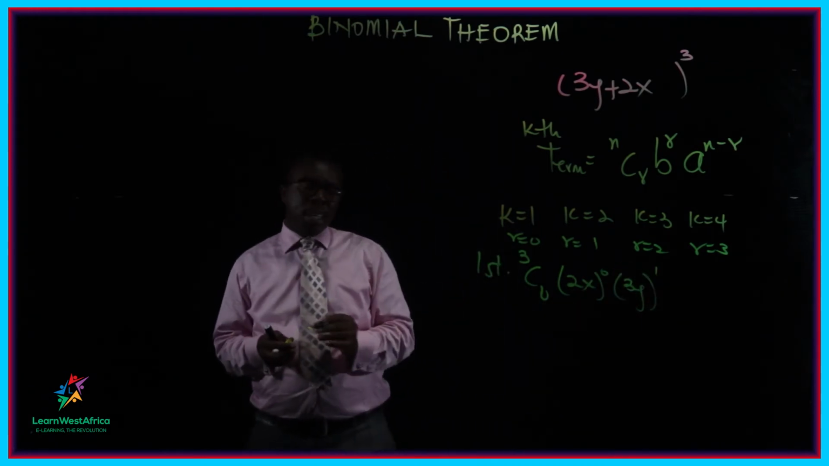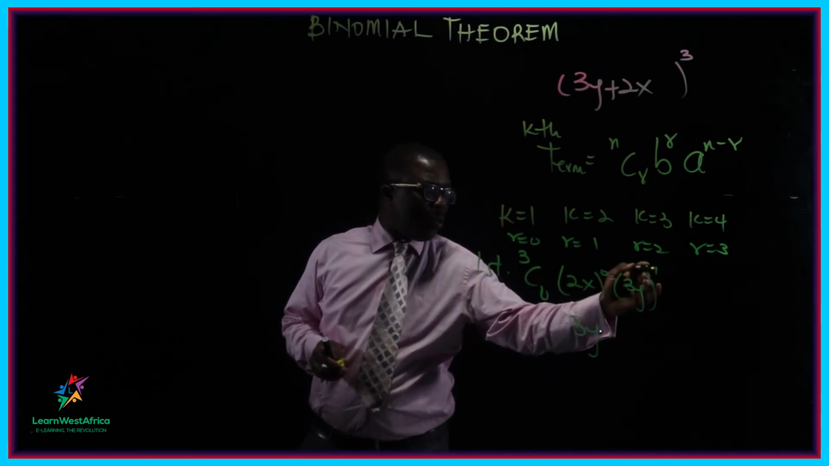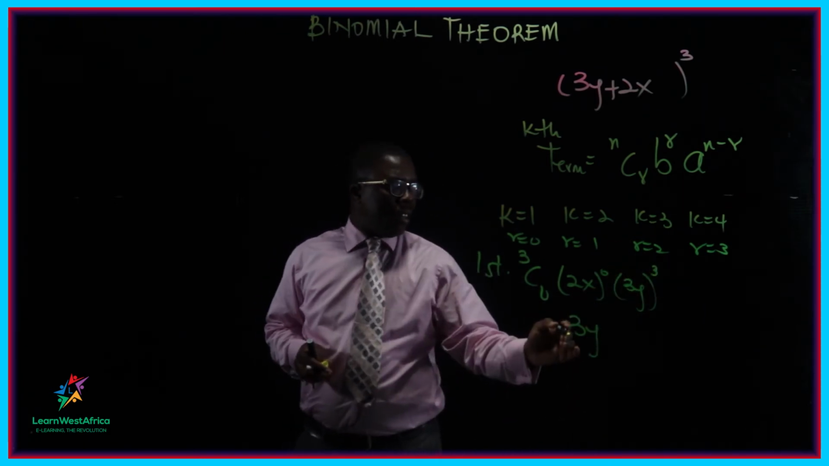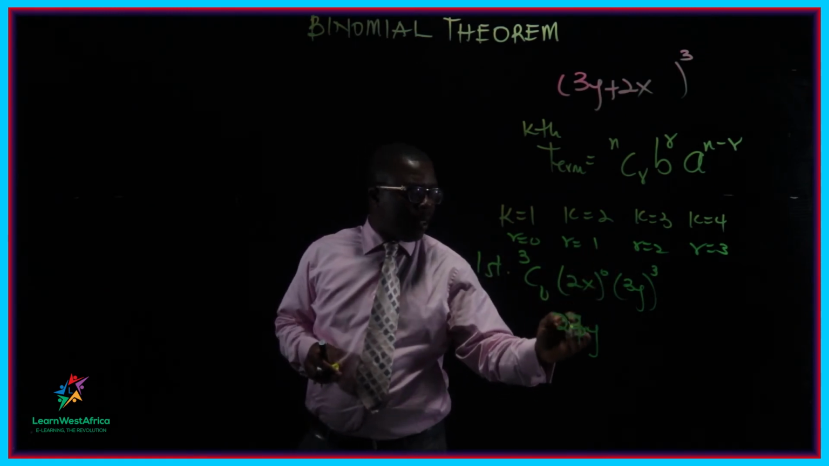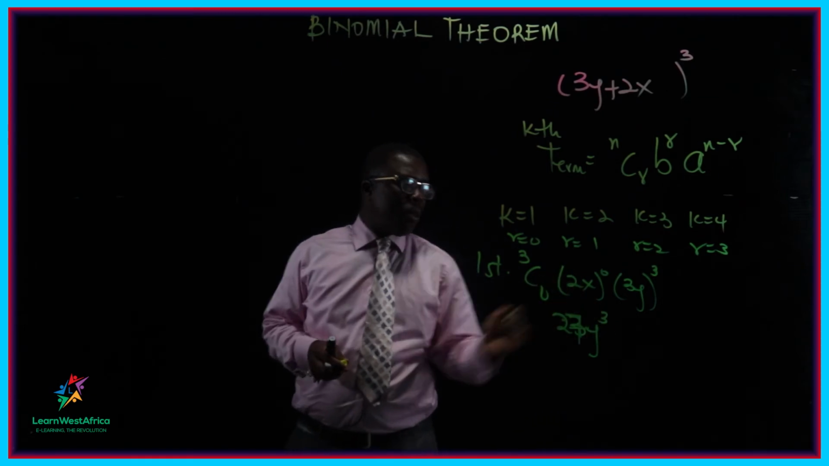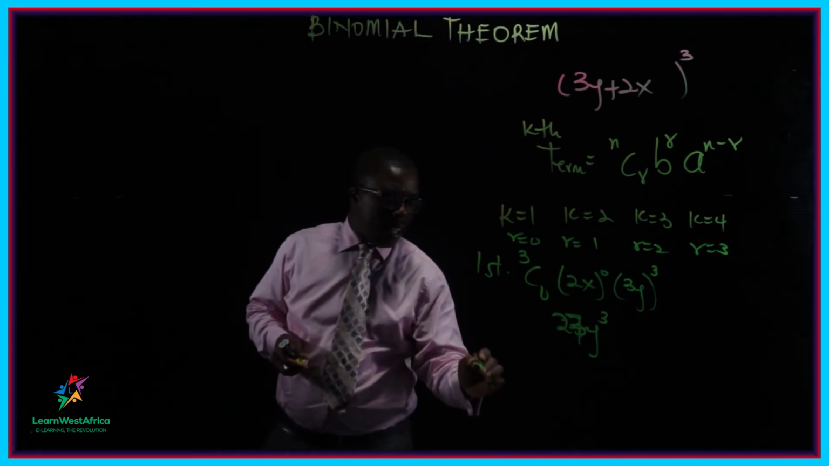So when we resolve that, what do we get? We are going to get 3y. No, this would be 3, yes. So we're going to get 3 cubed. That's going to give you 27y cubed. Hope that is okay. 27y cubed. Then we come to our second term.